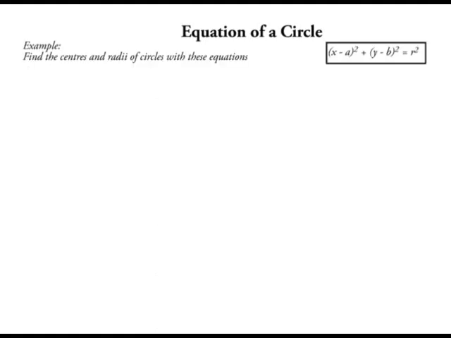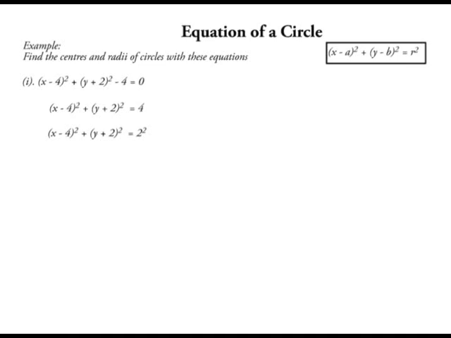Examples: find the center and radii of the circles with the following equations. The first one, x minus 4 squared plus y plus 2 squared minus 4 is equal to 0. We rearrange that by taking negative 4 to the other side. So we have x minus 4 squared plus y plus 2 squared is equal to 4. The general equation of a circle is x minus a squared plus y minus b squared is equal to r squared. 4 is the same as 2 squared. So we shall have x minus 4 squared plus y plus 2 squared is equal to 2 squared.